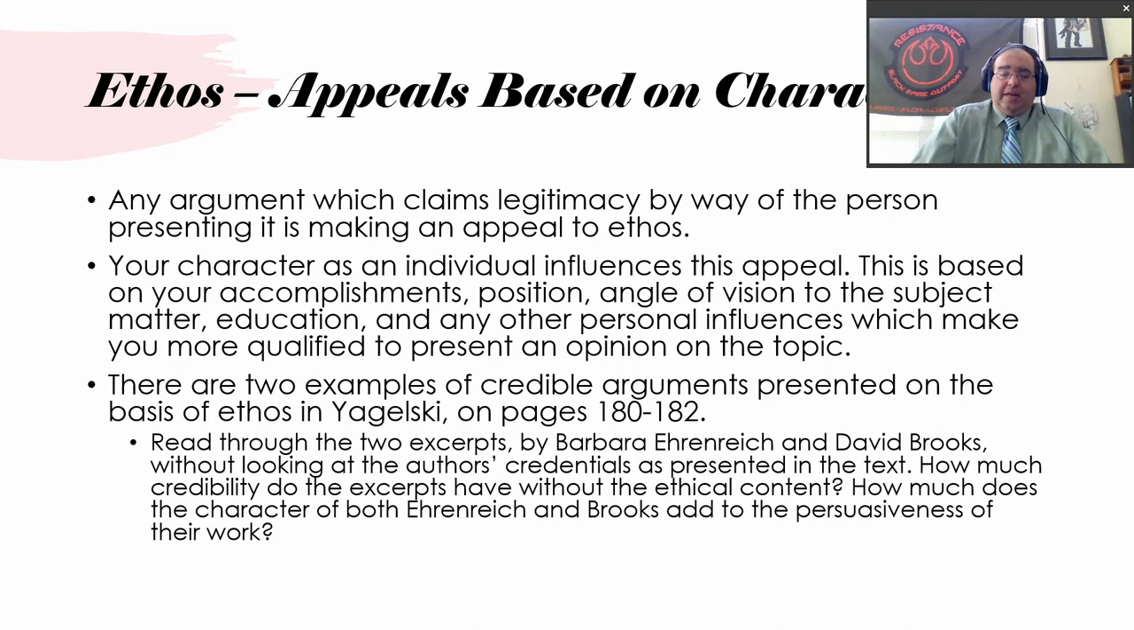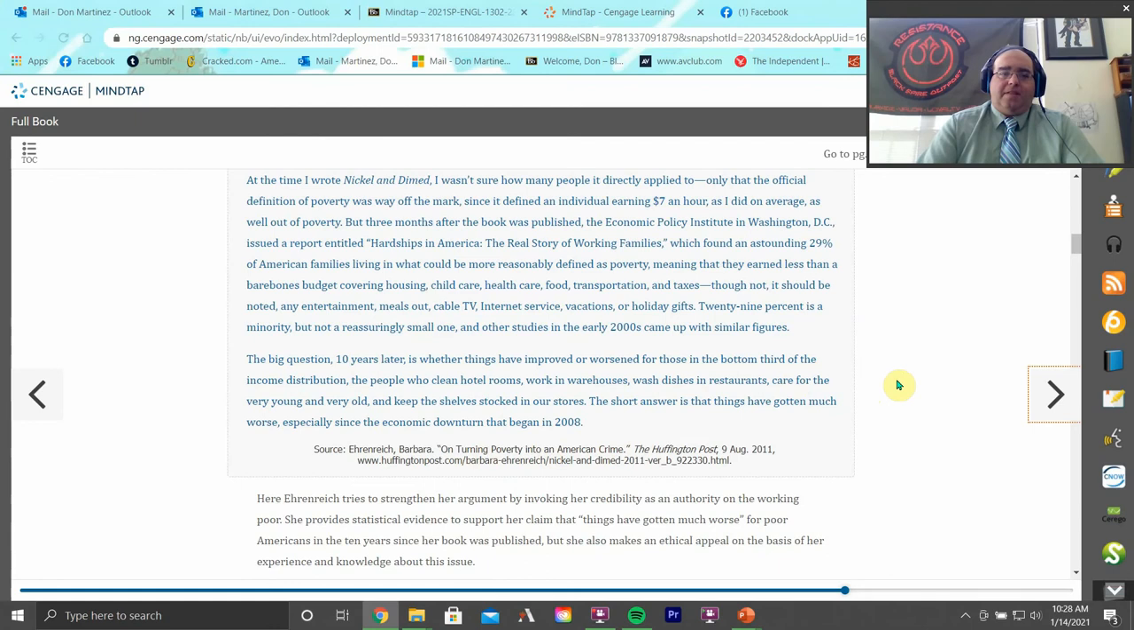Okay, so we're going to take a look at the two excerpts right here. And then for about 5 minutes, this is going to be one that gets posted to the discussion board. You guys are going to talk about how credible you believe those two excerpts are without the author's credentials. And then following that with the author's credentials. All right, so here's the first one. This is Barbara Ehrenreich from an article titled "On Turning Poverty into an American Crime."